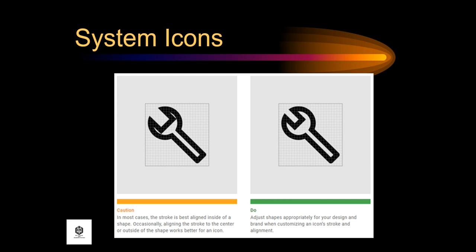Then, for the quotient example, in most cases, the stroke is best aligned inside of a shape. Occasionally, aligning the stroke to the center or outside of the shape works better for an icon. And for the do's, adjust shapes appropriately for your design and brand when customizing an icon stroke and alignment.